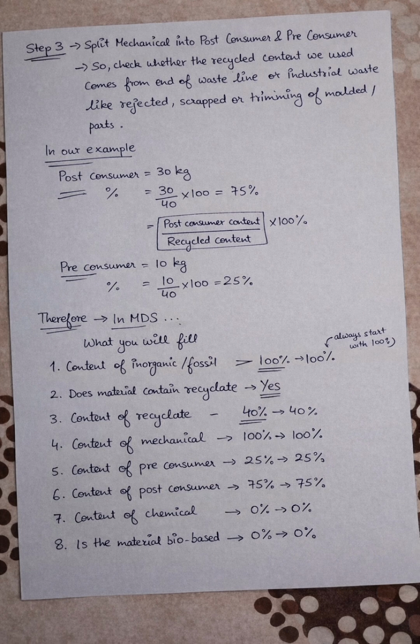In IMDS, you will fill the following. Content of fossil material, 100% to 100%. Does material contain recyclate, yes. Total recyclate, 40% to 40%. Mechanical recyclate, 100% to 100%. Pre-consumer, 25% to 25%. Post-consumer, 75% to 75%. Chemical recyclate, 0% to 0%. Bio-based, 0% to 0%.